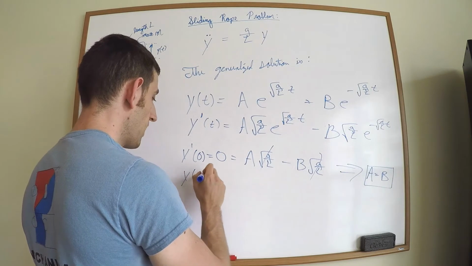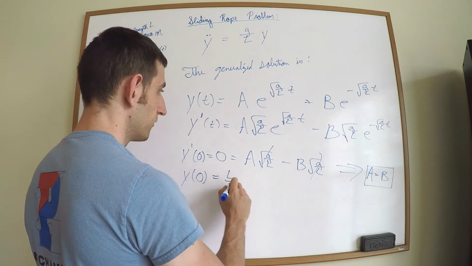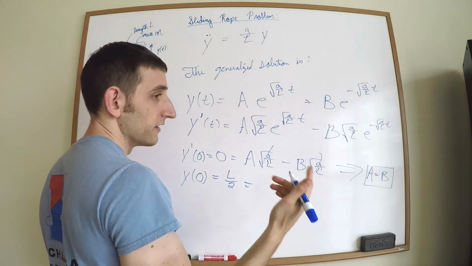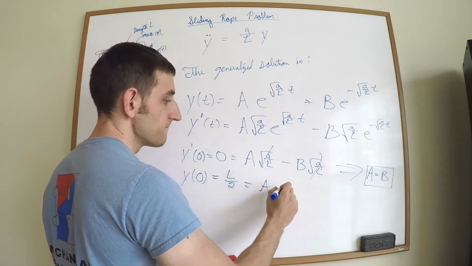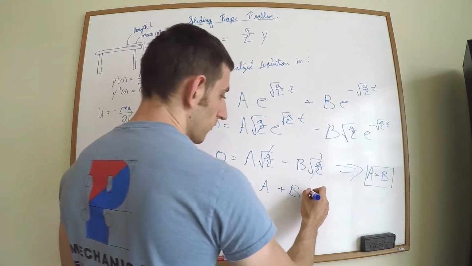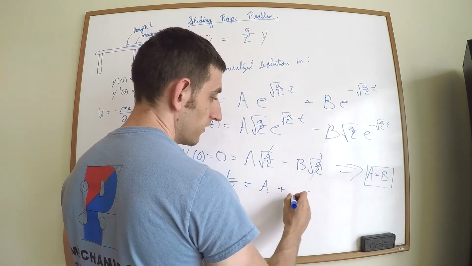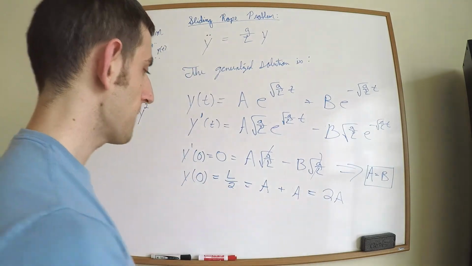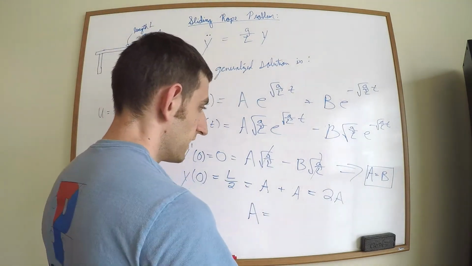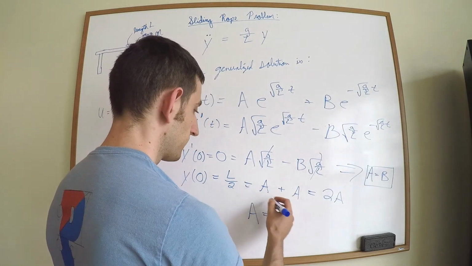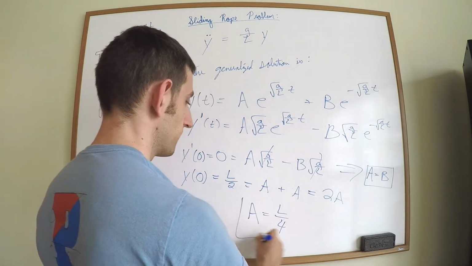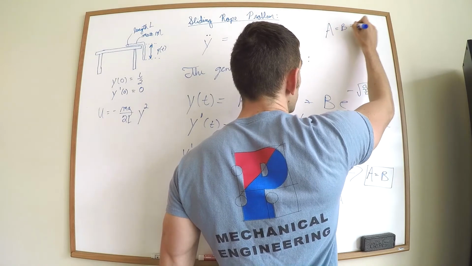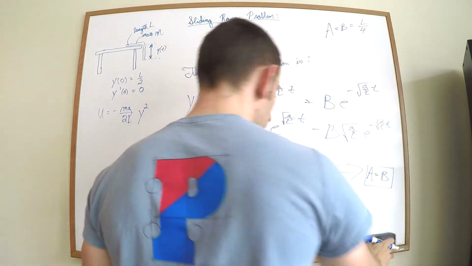So y sub 0 is L over 2. We take this and put 0 in there, which means e to the 0 is 1. We just get a plus b. Well, b is a, so this is equal to 2a. Well, what does that mean? We take the 2 over here. That means a is equal to L over 4, right? So I'm going to summarize that up here. I'm going to say a is equal to b is equal to L over 4. Good job, guys. We're almost done.